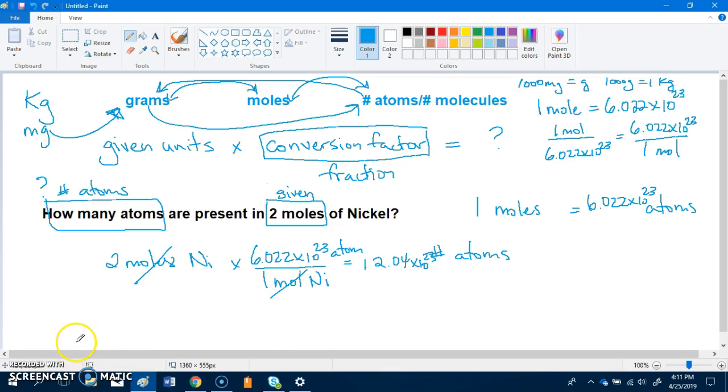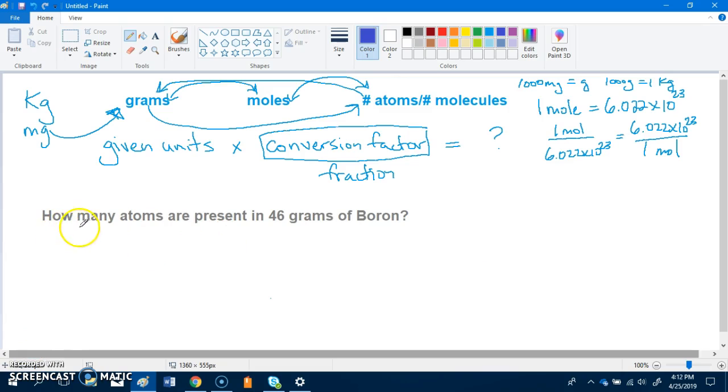Okay, let's look at a more complex question where you have to use 2 conversion factors. So here's our last example. How many atoms are present in 46 grams of boron? 46 grams is our mass, and that's what's given. We're trying to find the number of atoms.